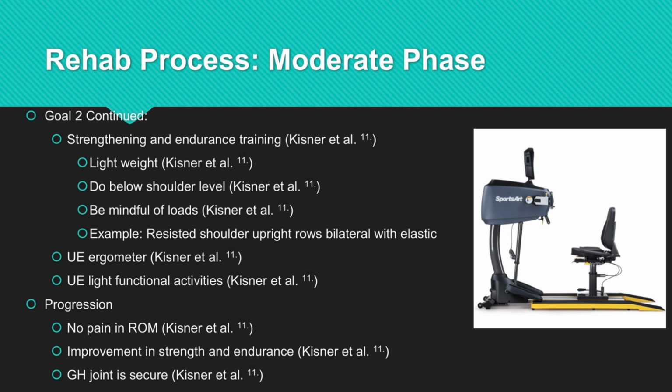And for the last part here, you want to make sure you're still continuing to strengthen the endurance training. Still keep it lightweight. If they have pain, keep it below shoulder level, and of course be mindful of the amount of load that you are putting on the shoulder. An example of this type of exercise would be resisted band shoulder upright rows with bilateral backs. I couldn't find a picture of that, so I included a picture of an ergometer instead, since that's another exercise that you can do, as well as any other upper extremity light activities.